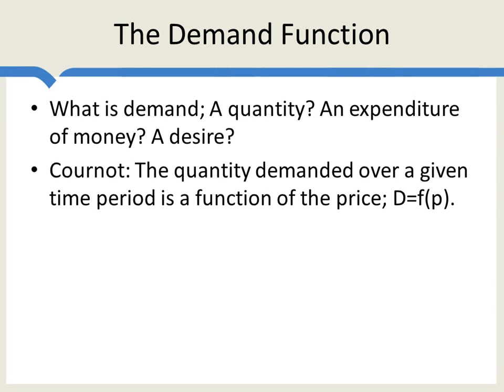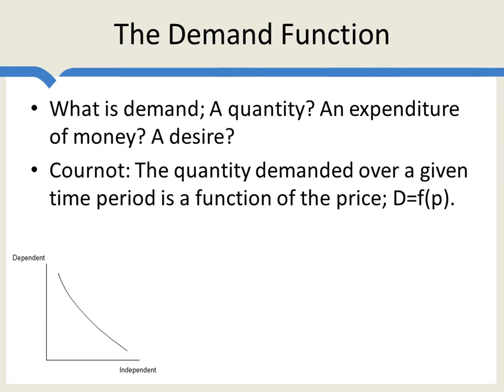Cournot was clear. Demand was a function, and he said the quantity demanded over a given time period is a function of the price, and he wrote it exactly as we would today. This seems very simple, and yet writing demand as a function allowed Cournot to make big advances in monopoly theory and in a whole bunch of other areas as well. By the way, this allows us to resolve a little bit of confusion.